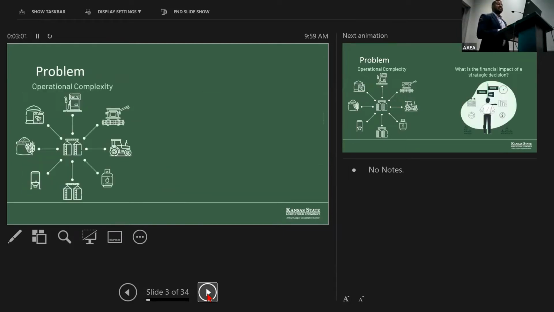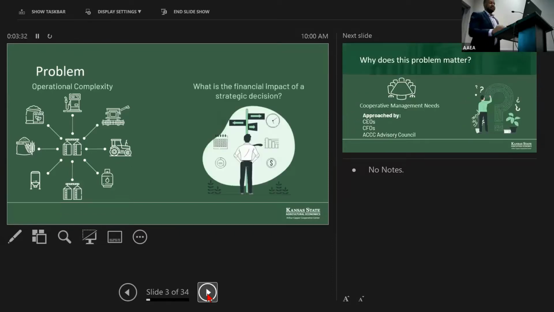So what's the problem? Well, even though these co-ops are much, much larger, they actually have increased operational complexity. In addition to having multiple cooperative locations, cooperatives may be offering multiple products and services. You can look at these as separate entities, but in reality, they're actually interconnected. So when management makes a decision on one particular entity, it may actually impact other entities as well. What we're really interested in doing is identifying and measuring the financial impact of strategic decisions.